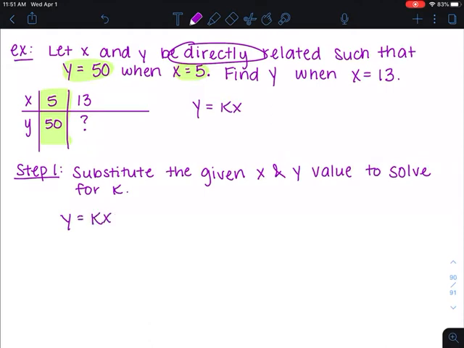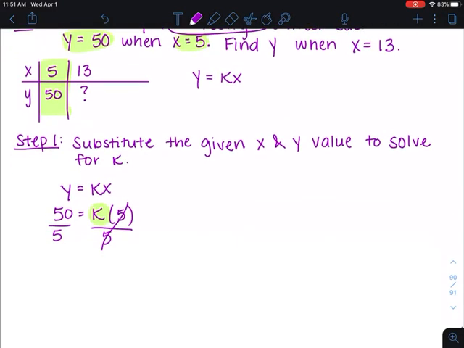So we know that y is equal to k times x, but we're saying that y is 50. We do not know what k is, but x is 5. So we're going to solve for k. To do that, we divide both sides by 5. These 5's cancel. 50 divided by 5 is 10. So now we know that k is equal to 10.